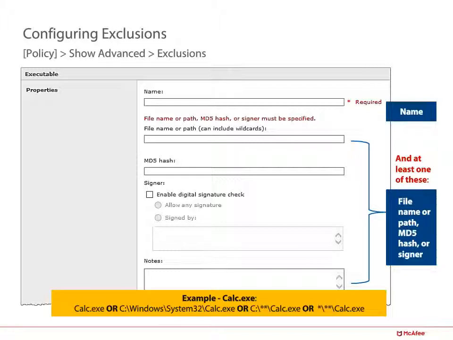We have some examples. You can go with just the name of the executable like calc.exe, or you can put the whole path, \Windows\system32\calc.exe, or \calc.exe, or just *calc.exe for your wildcards.